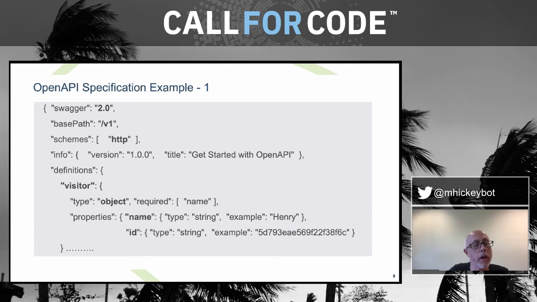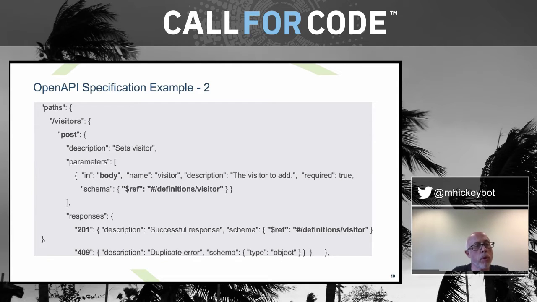And in my definition section, I've defined one object that we're going to do operations on. And this object is called visitor. And the object has two properties, name and ID. They're both of a type string. And name is the only required property. Also, you can see here I've added examples. And in a few minutes, I'll show that these examples using some of the tooling can be rendered out into documentation, etc., to give more specifics to the user.